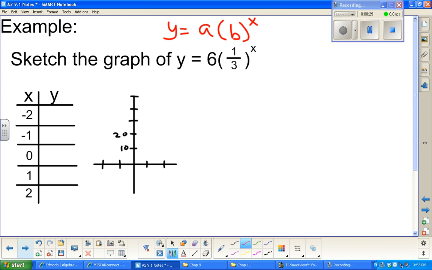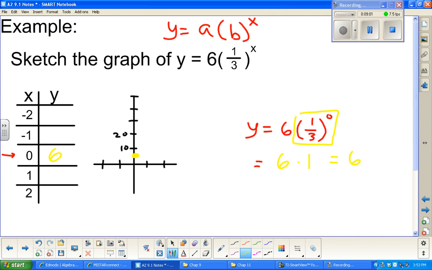So let's do this similarly. Let's do the one when x is 0. Let's kind of start here and see where we're at. So if x were 0, y would equal 6 times 1/3 to the 0 power. Again, anything to the 0 power is just 1, and 6 times 1 is just 6. So 0, 6, let's put that in the middle there. Notice I scaled my y's a little differently, and we'll see why in a second.